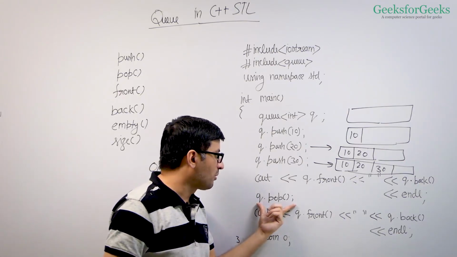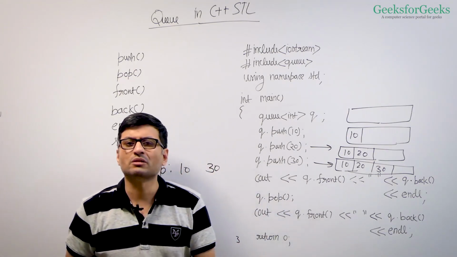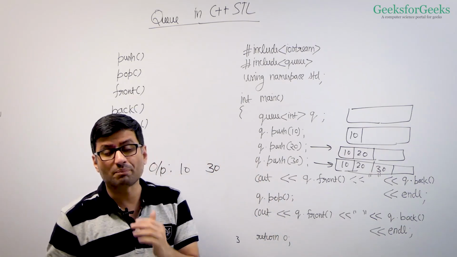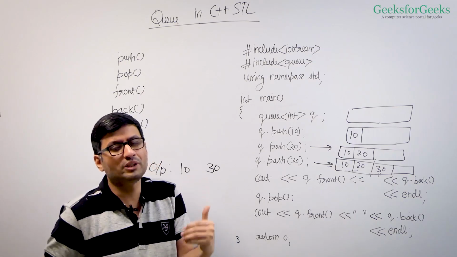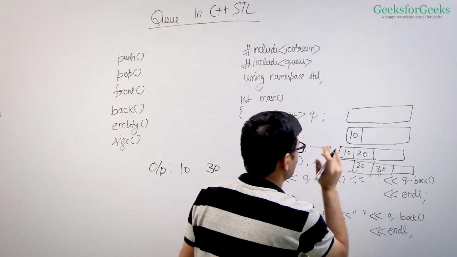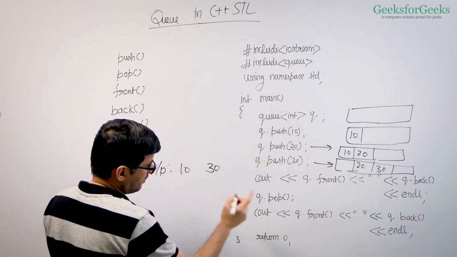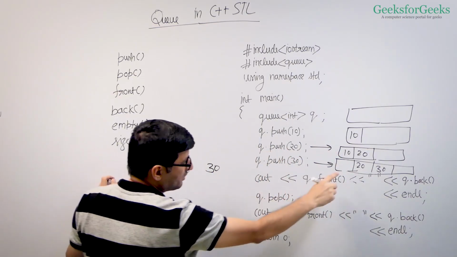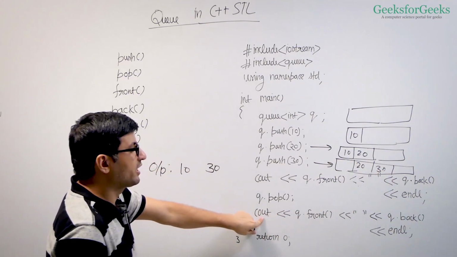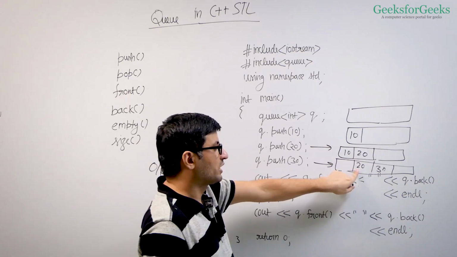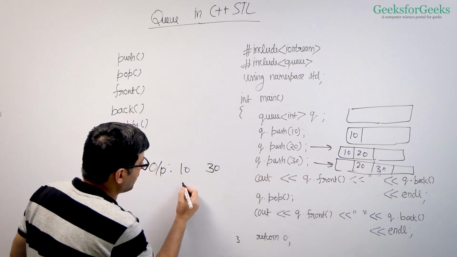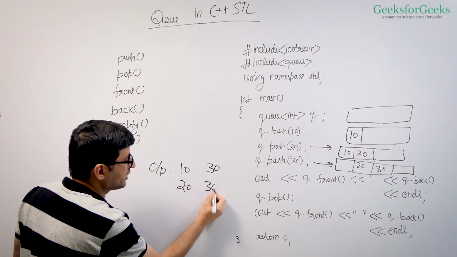Now we are calling pop. So pop function removes the front item, right? It follows the simple FIFO order. The person who came first in the queue has to be served first. So if you call pop, 10 will go out, right? And the queue will become 20 and 30. After that, if you print front and back, you will get 20 as front, 30 as back. So the output after calling the pop will be 20 and 30.